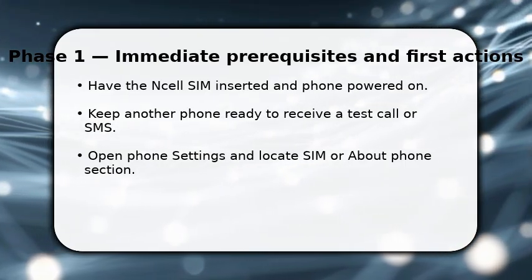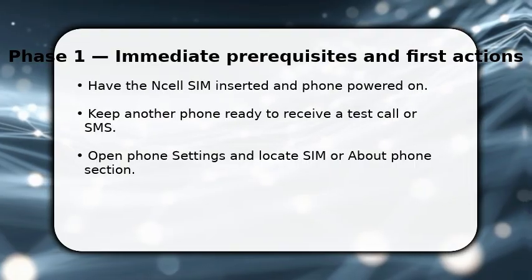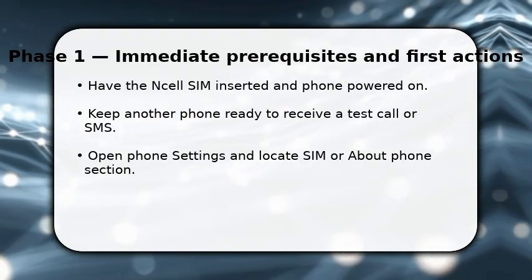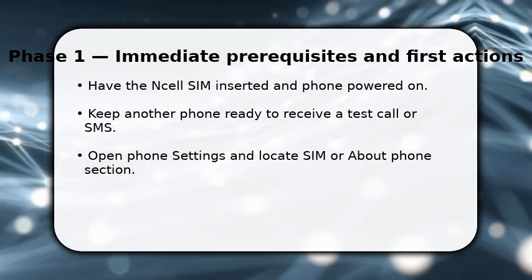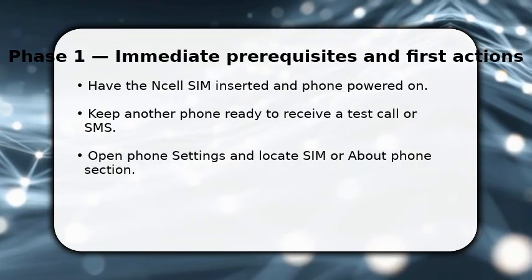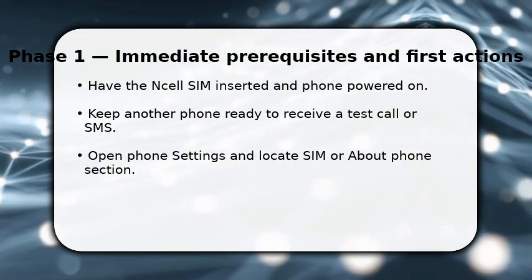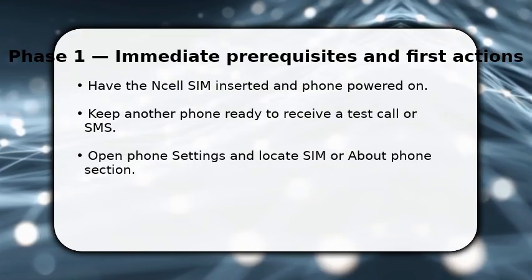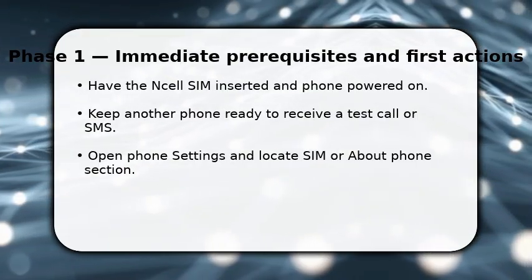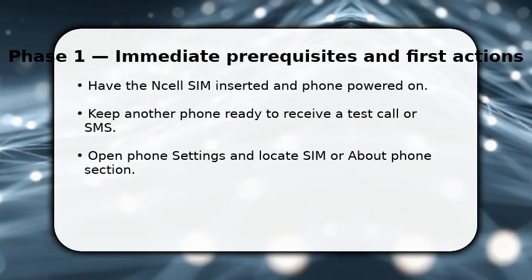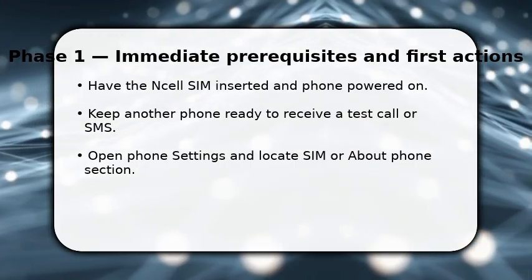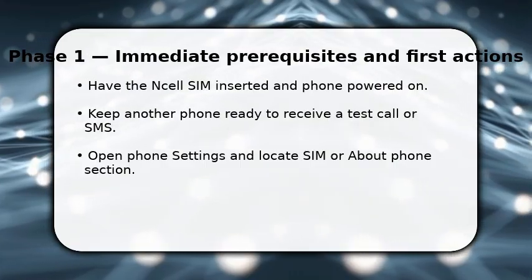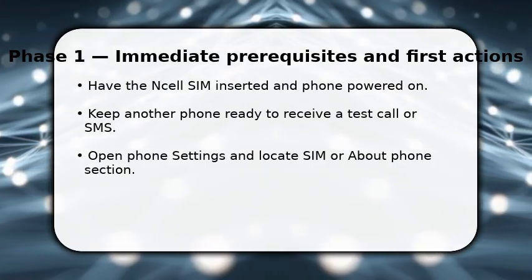Start by opening settings right away. Once done, go to the SIM or About Phone area to fetch network details. This can show the number assigned to that SIM. If settings doesn't display it, make a quick test call to another handset or ask a friend to call you now. Make sure mobile service is active and signal bars are visible. Weak signal sometimes prevents number display.